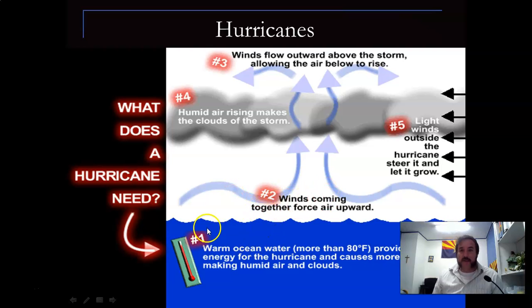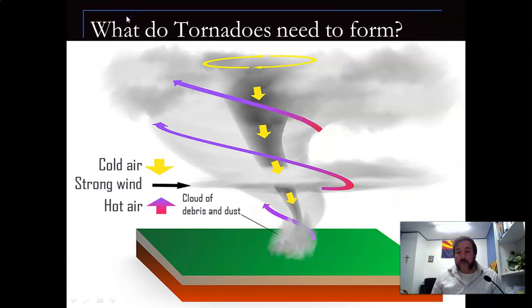Yes, it still is dealing with the winds coming up and the warm air rising and then going out, and that's what causes that swirling thing. But without this warm ocean water, it wouldn't form. Now, tornadoes are different. Yes, tornadoes can form over water, but they don't need water to form.